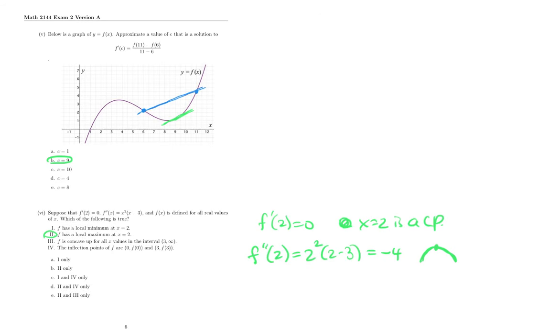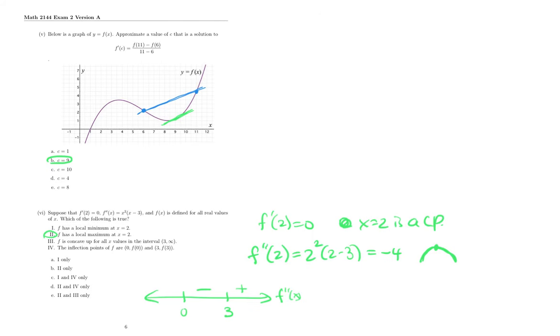And so let's see. If I know that f double prime is that, then I can say f double prime has zeros at 0 and at 3. Okay. And so where is f double prime positive? Well, if I plug in 1, for instance, I'll get 1 squared and then 1 minus 3. So I'll get something negative. If I plug in something bigger than 3, I should get something positive.